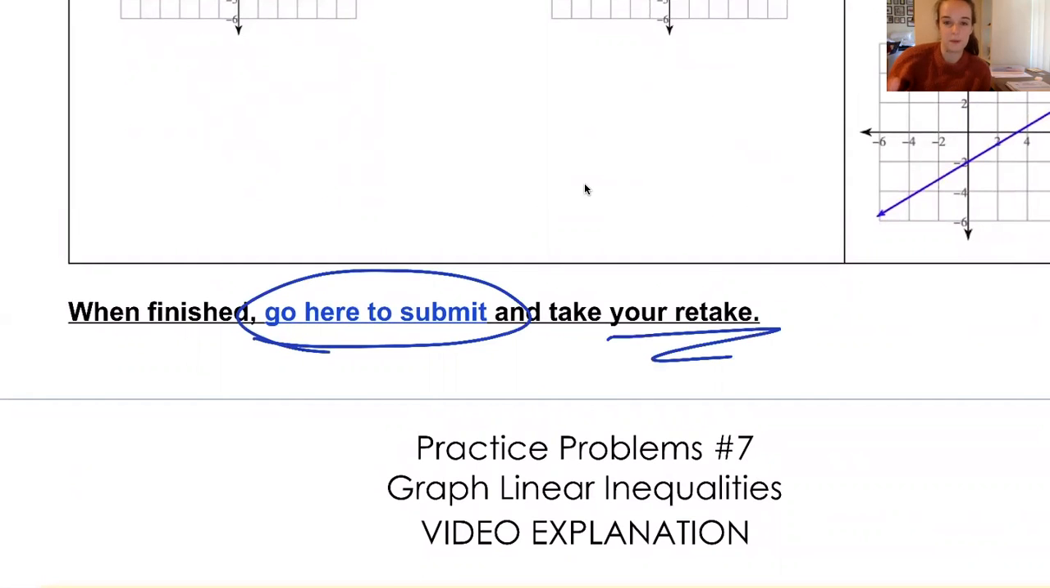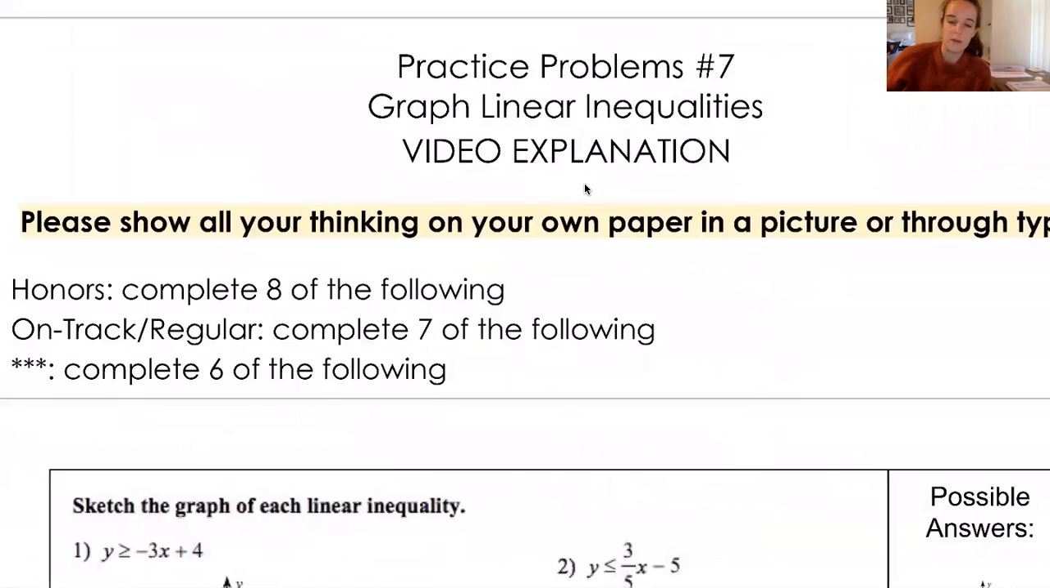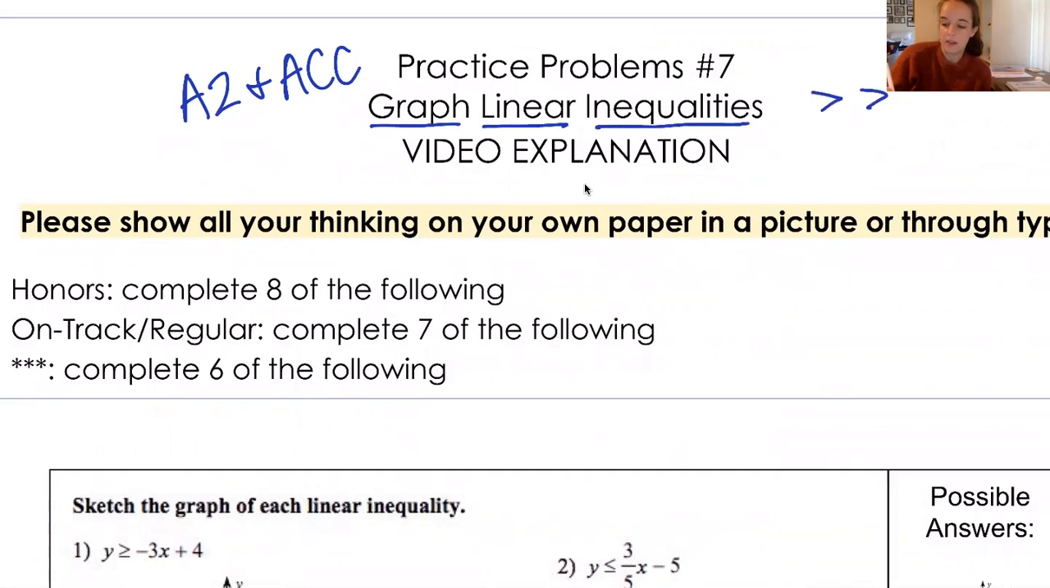Okay. So for number 7, this is for Algebra 2 and also Accelerated, we are graphing linear inequalities. So we're still graphing. We're graphing lines, and since they're inequalities, we're going to see them like this: greater than or equal to, and then less than and less than or equal to. Right? Remember, if it's greater than, we're going to go ahead and shade up. And if it's less than, we're going to shade down.